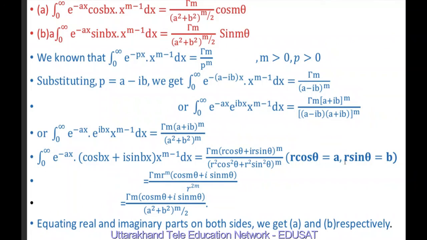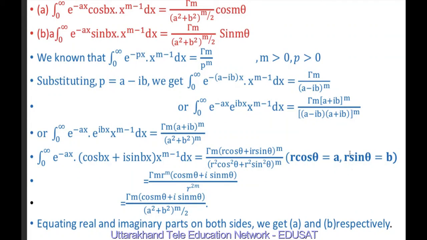If we substitute a equal to r cos theta and b equal to r sin theta, and if we square and add, we will get r square cos square theta plus r square sin square theta equal to a square plus b square. And cos square theta plus sin square theta is 1. So r square equal to a square plus b square. It means r equal to under root of a square plus b square, and tangent theta equal to b upon a. Theta is tangent inverse b upon a.